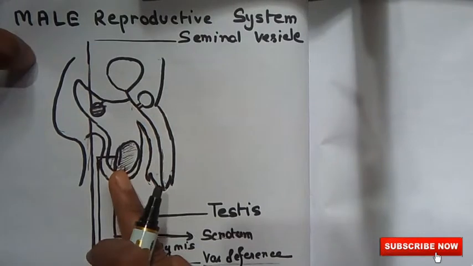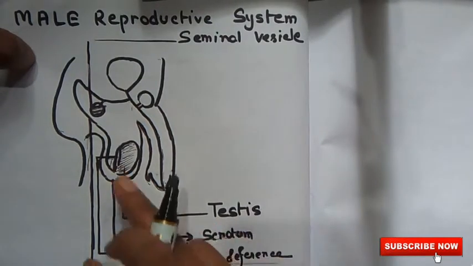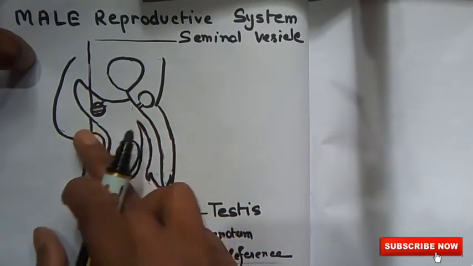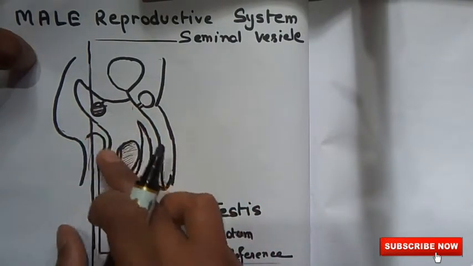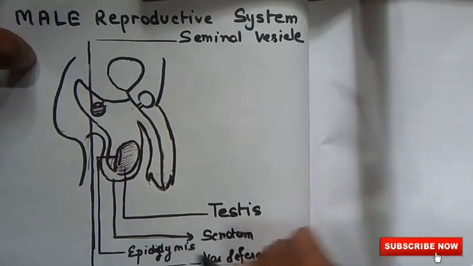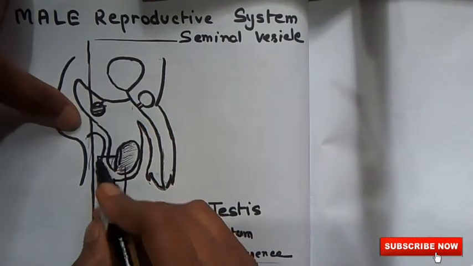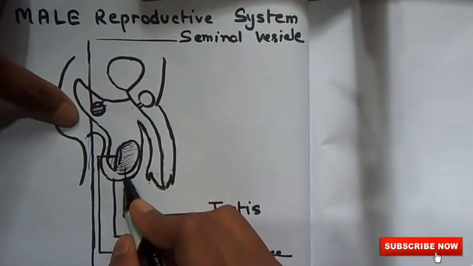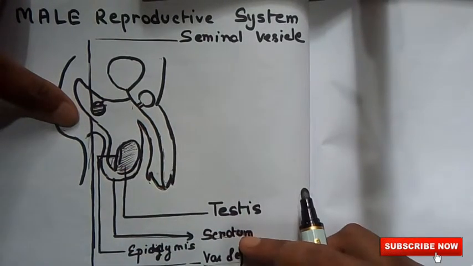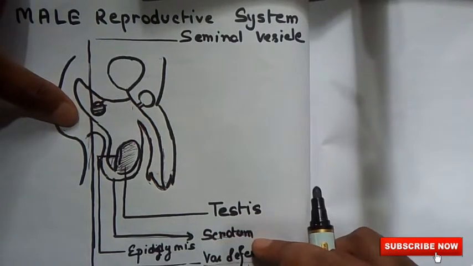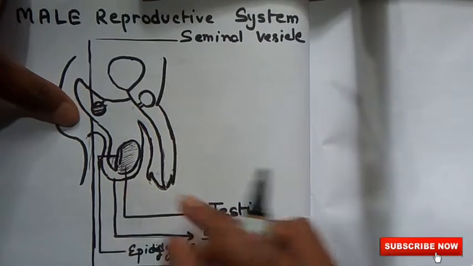This is the testes. We have two testes in our body. Here you can see the testes, and they are hanging outside of our body in a pouch-like structure. This is the pouch-like structure, and its name is scrotum.